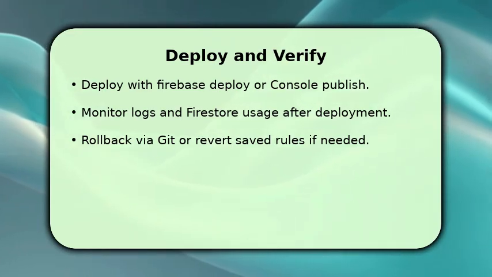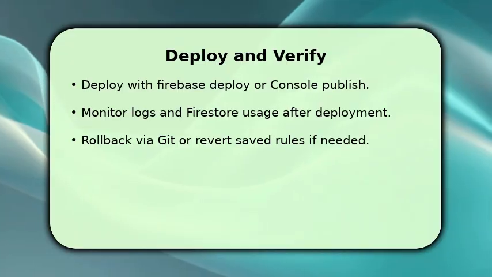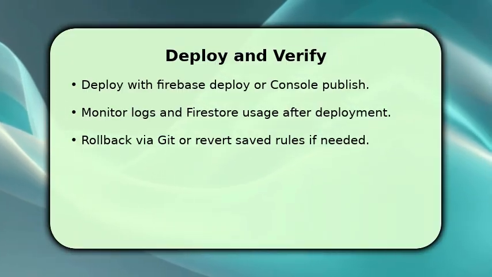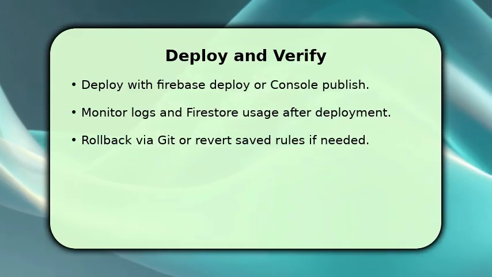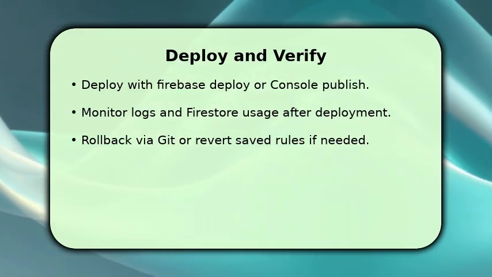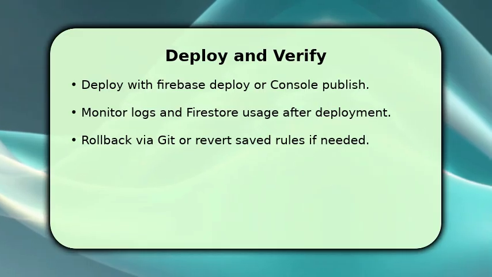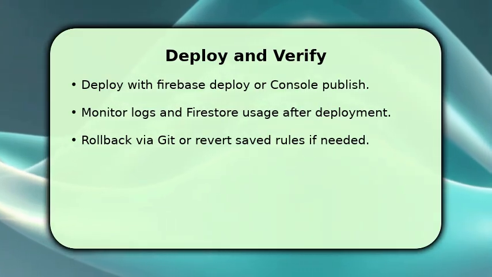If something goes wrong, immediately revert to your previous rules from backup or Git and rerun tests in the emulator. Troubleshooting tip: if access fails, check rule precedence and path specificity first. Most failures come from an overly broad or misplaced match.